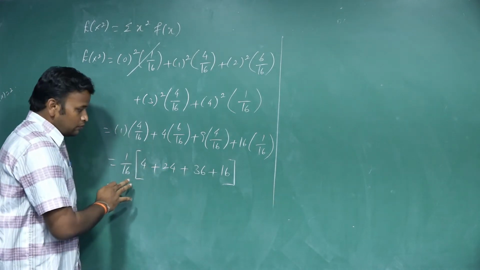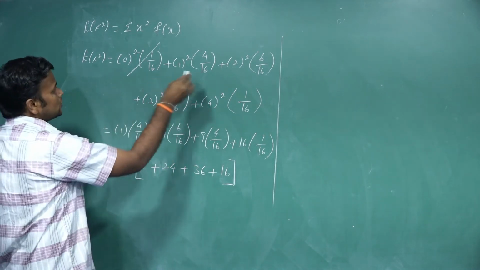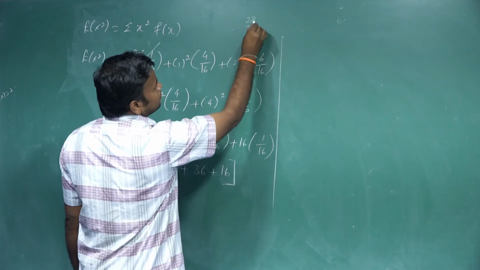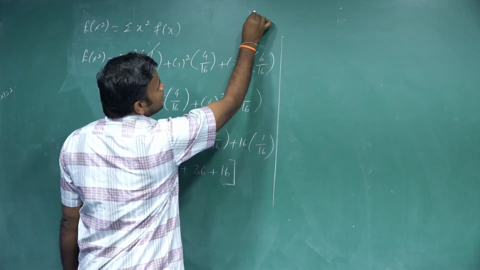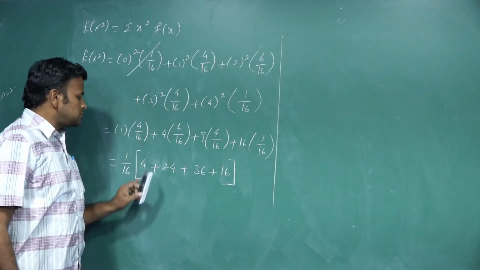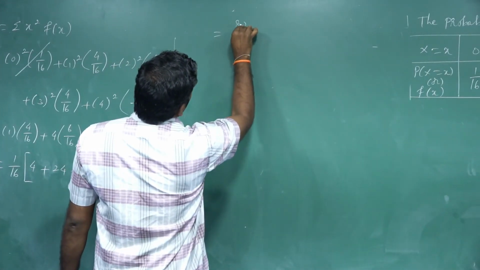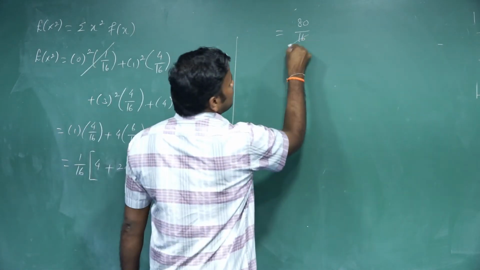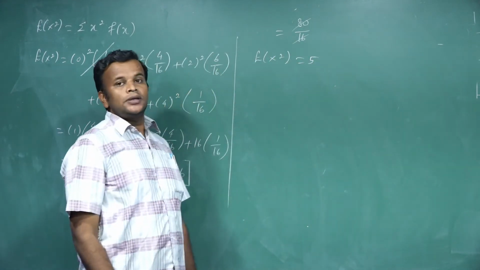Now we add the terms. 4 plus 24 is 28. Okay, 28. Then plus 36 is 64, and plus 16 is 80. So addition is your choice, you add anywhere. So the sum of all the term value is 80. Actually 1 by 16 of 80 or 80 by 16. In direct cancel of the 16th table, E of x square is exactly 5. 5 16s are 80.